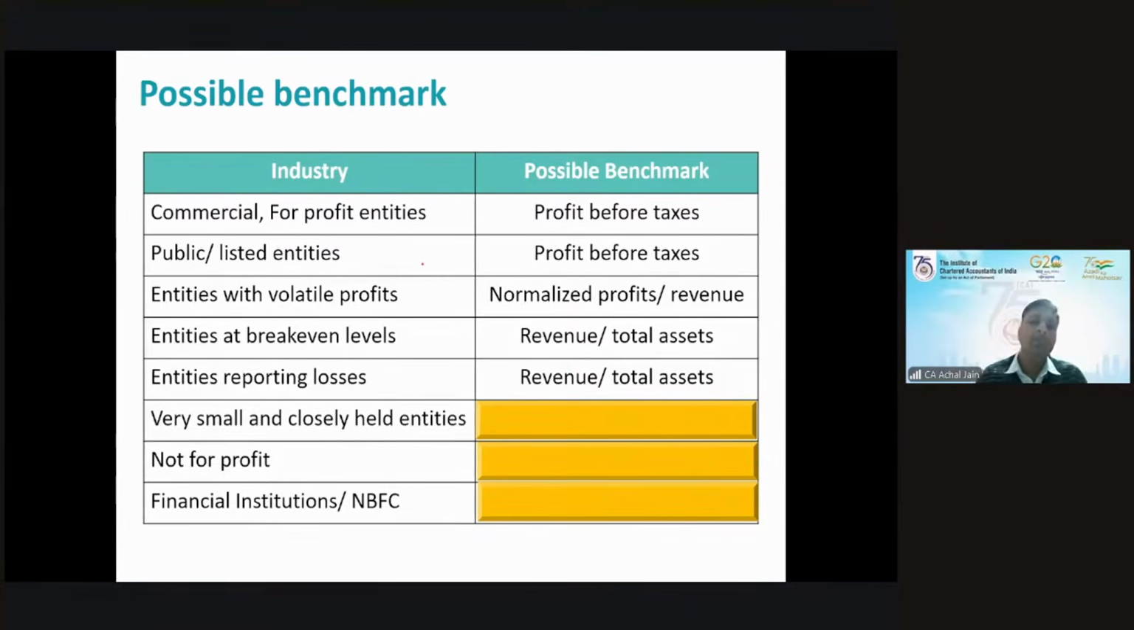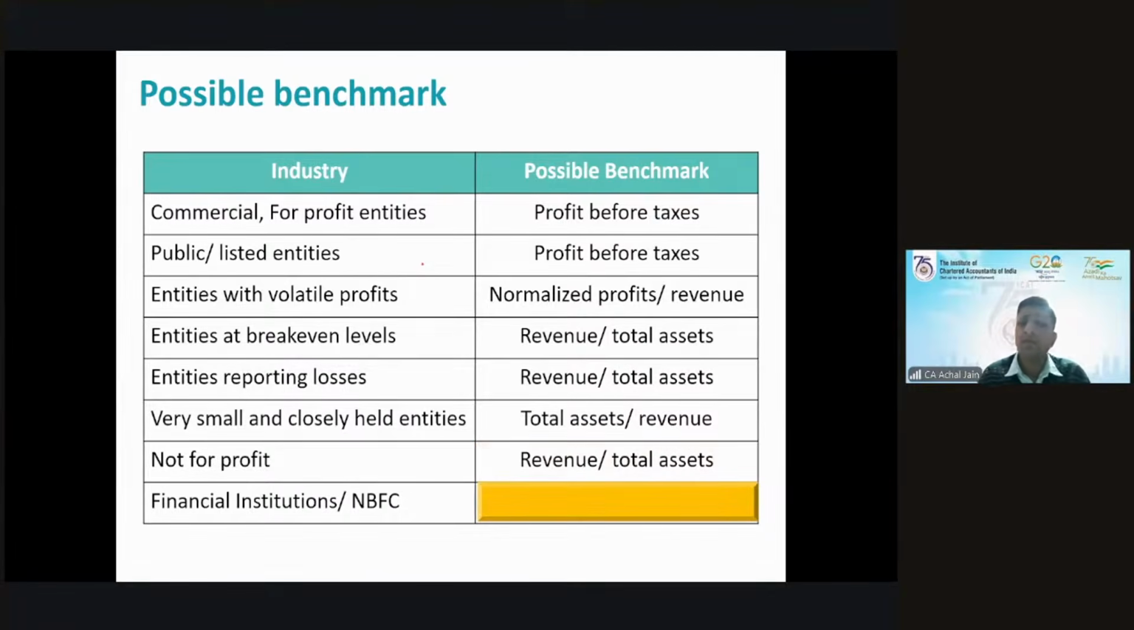So what do you do in such a scenario? There again, you will generally go by the total assets or the revenues. Why? Because therein the profit number may not be good enough or appropriate for you to pick up as the benchmark. Now, there could be some organizations which are not for profit. In such a scenario, what do you do? There again, you go by revenue or total assets.